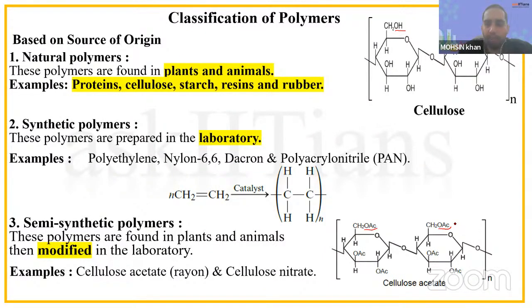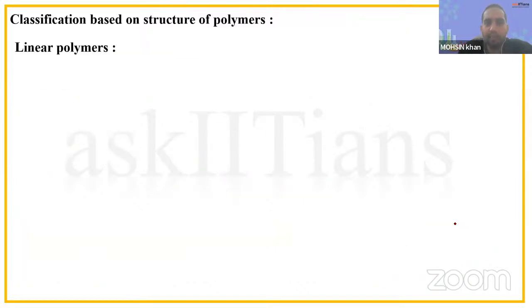Okay, so moving on, the next category of polymers is based on the structure of the polymer. So we have linear polymers. What are linear polymers?